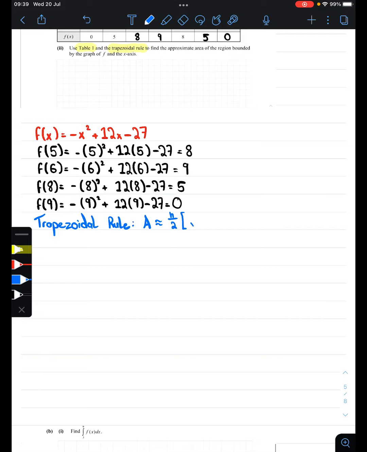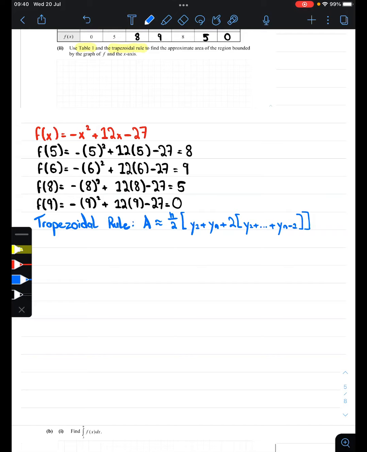by y1 plus yn plus 2 times y2 plus all the way up to yn minus 1. Okay, well, what is h? What are all these y's?